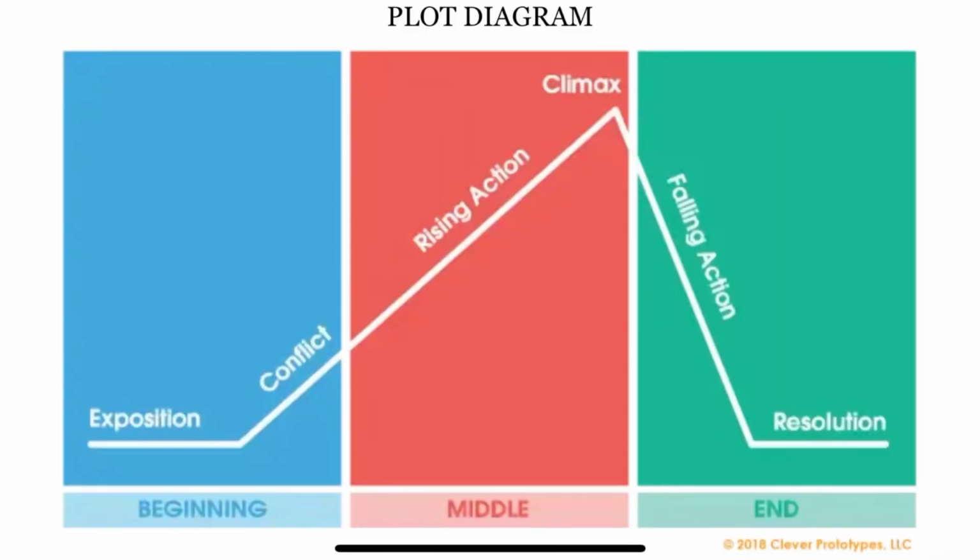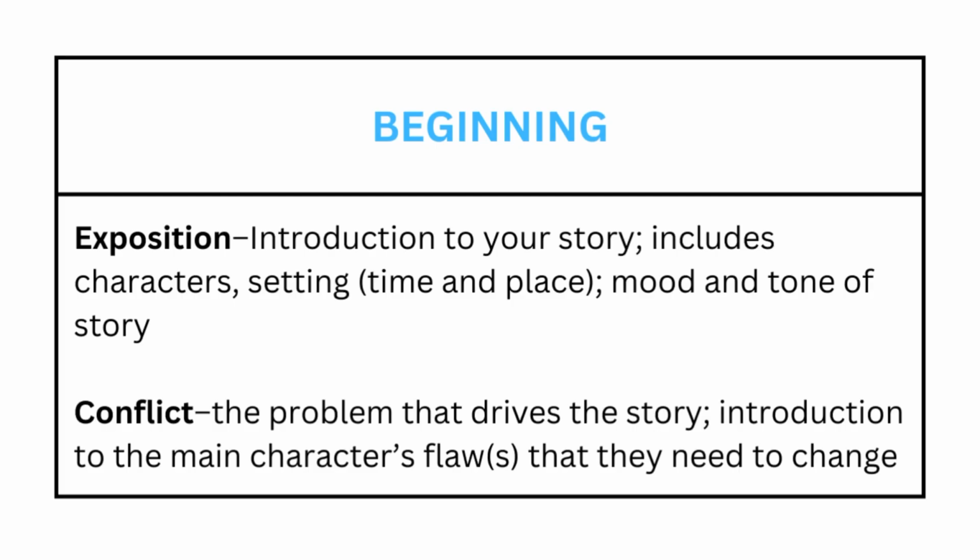A plot diagram has a beginning, a middle, and an end. And within each of these, you have two other subcategories. In the beginning, you have your exposition and your conflict. The exposition is the introduction to your story. This includes the characters and the setting, as well as the mood and tone of the story.